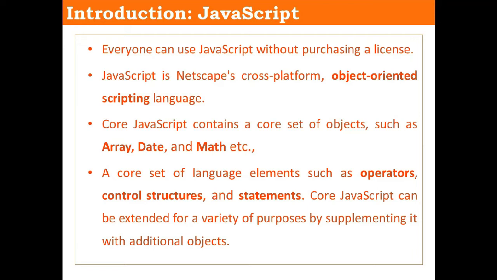It also supports object-oriented concepts. Core JavaScript contains many objects like array, math functions, date functions, and string functions. These are very useful to process the user input. Then the core set of language elements like control structures, loops, and operators can be extended easily by supplementing additional objects. By creating a new object, we can extend it and use it.